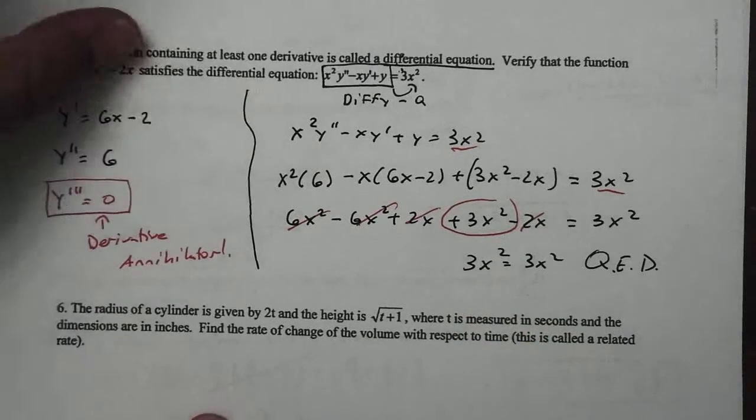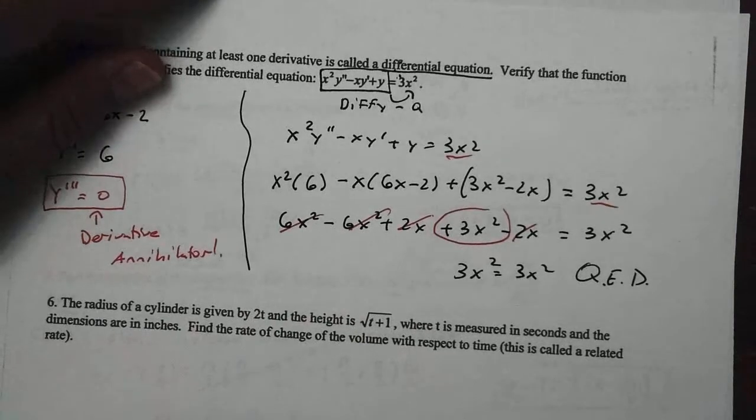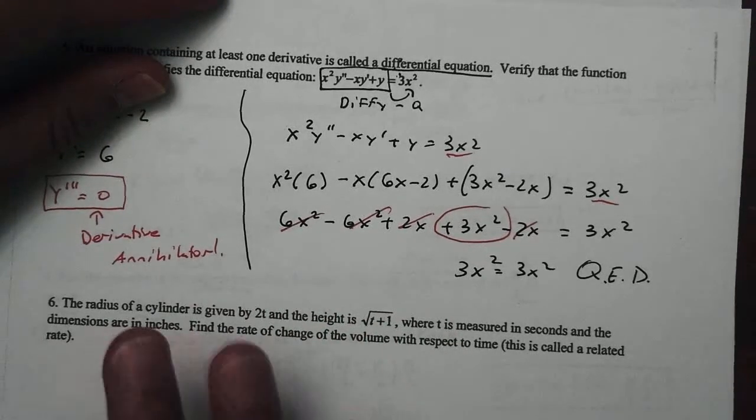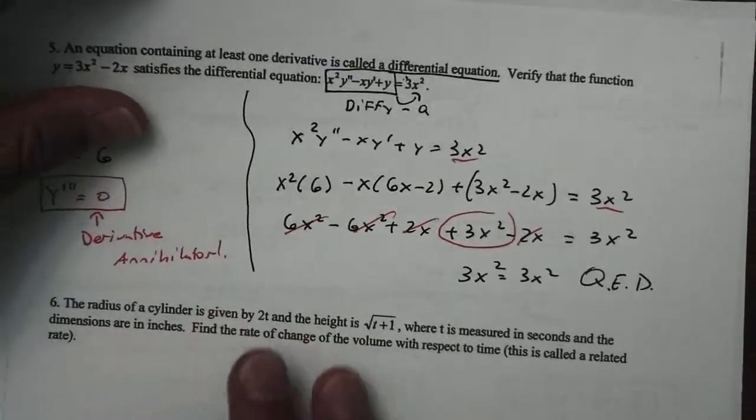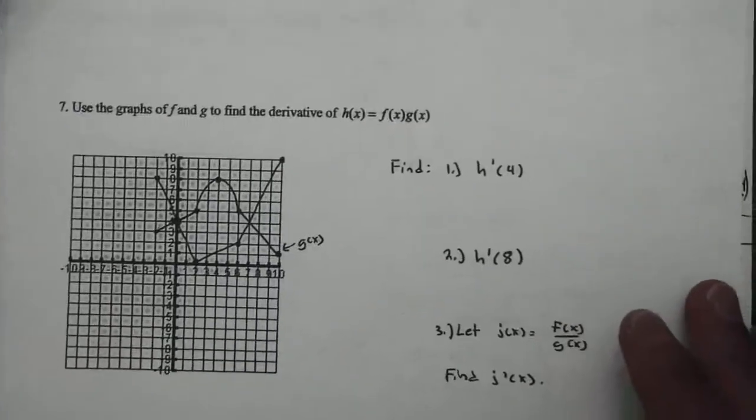All right, we're not going to worry about number 6 just yet. This is what's called a related rate. We're going to do these later on, so I'm not too stressed about this right now. So let's talk about that at a later date. But let's go to number 7.